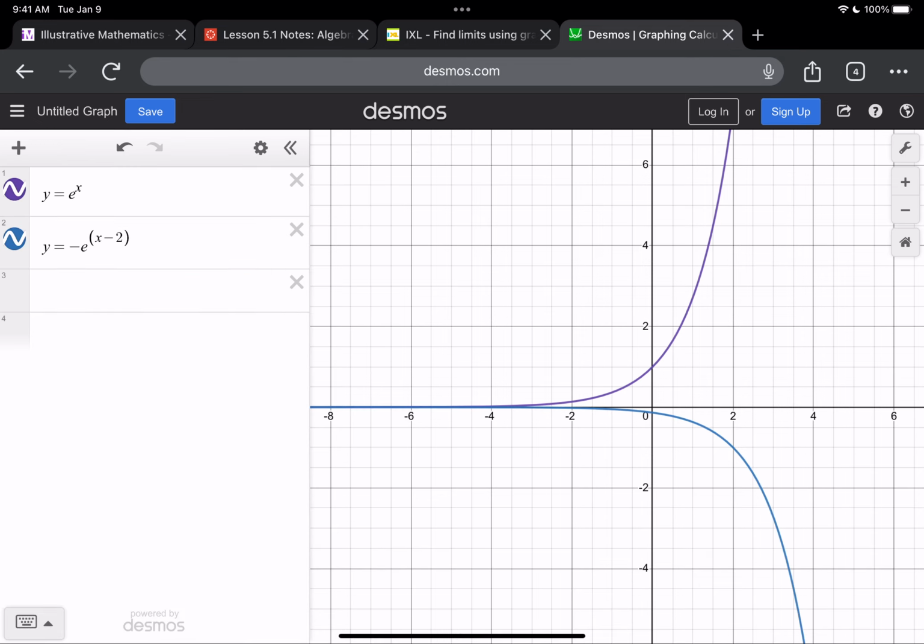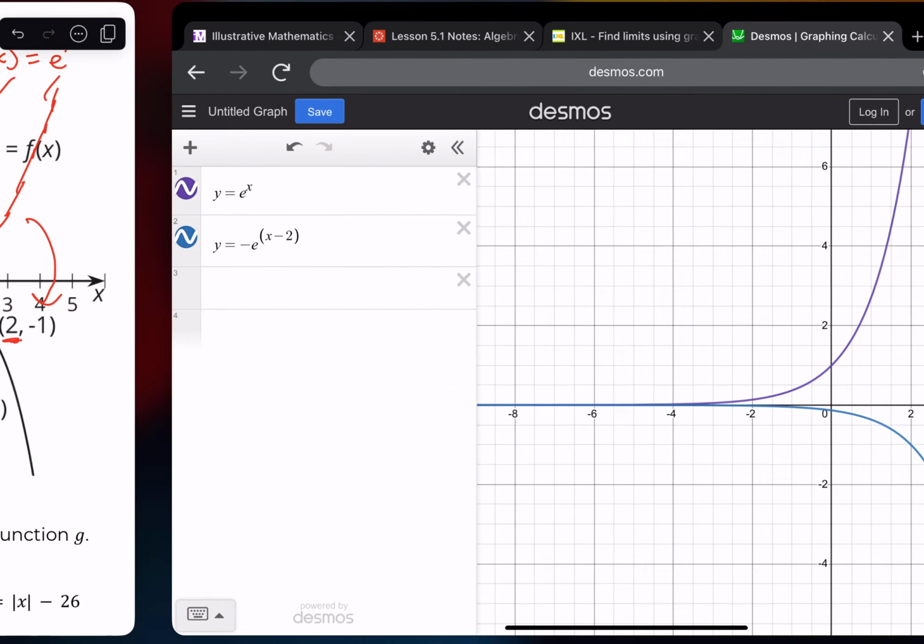So what has now happened is that I should have a point at 2, negative 1. So the point has moved from here at 0, 1 to the point here at 2, negative 1. Cool? So we've now shifted it. So I changed the x. I wanted it to go to the right 2, so I put x minus 2. And then I wanted it to flip, so I put a negative in front.